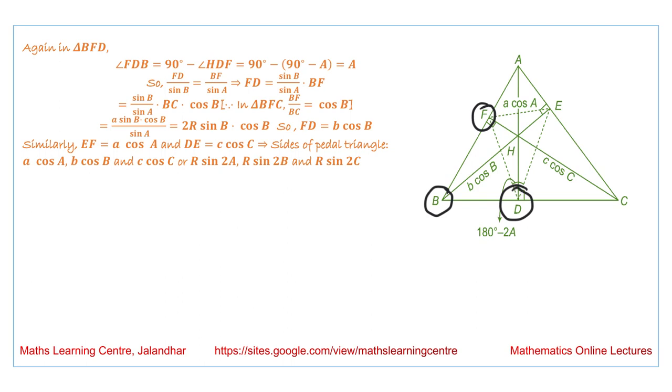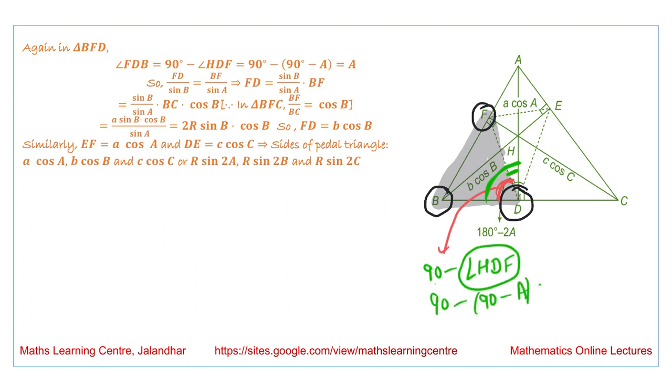These are the three vertices, and this is the triangle we are talking about. In this triangle, the angle FDB is equal to this larger angle, this whole angle, minus this smaller angle. So it is 90 minus angle HDF, and angle HDF we already know, it is 90 minus (90 minus A). So the value of this angle is equal to A.